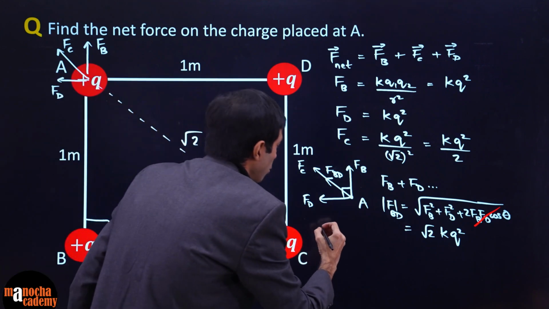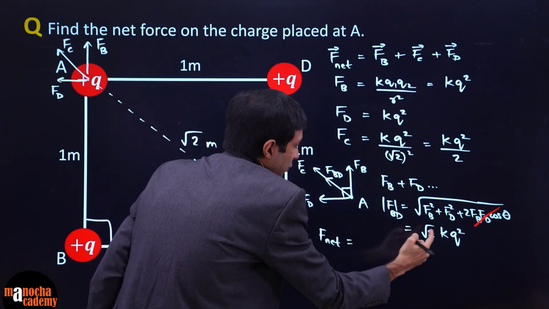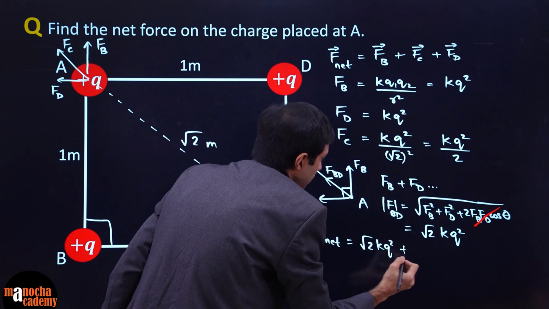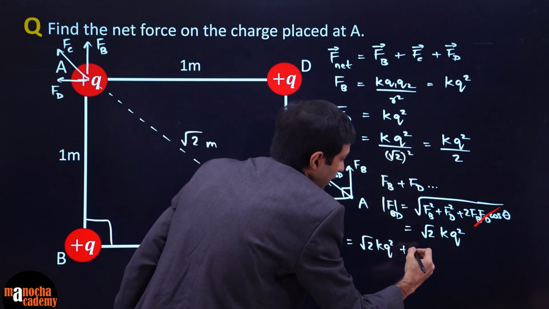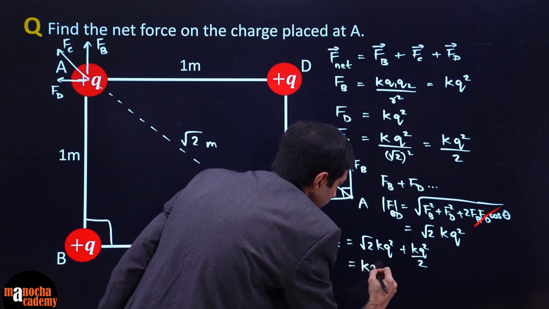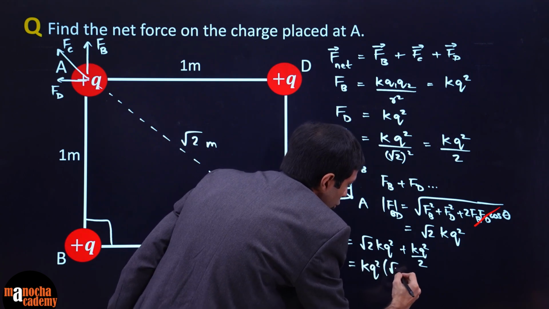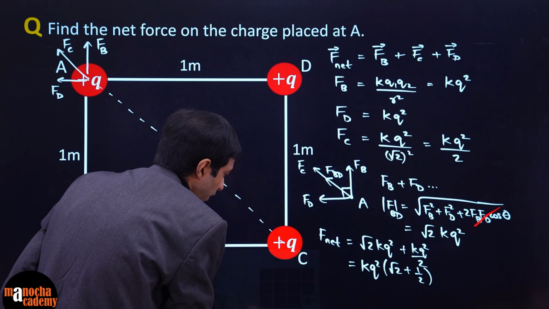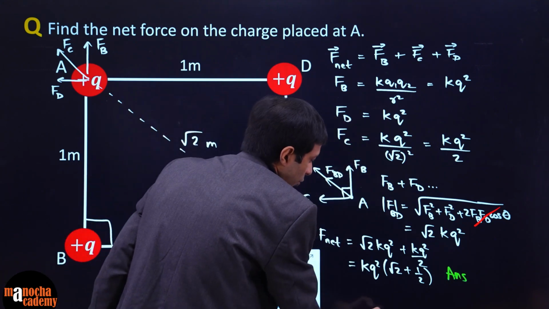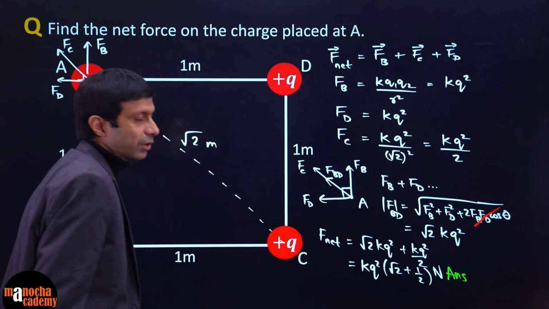So the final net force is going to be the magnitude, root 2 kq square, plus the force due to C, which is kq square by 2. If you take kq square as common, we are getting root 2 plus half, and that's the final answer. We can put Newton there, or whatever units. So this is the net force.